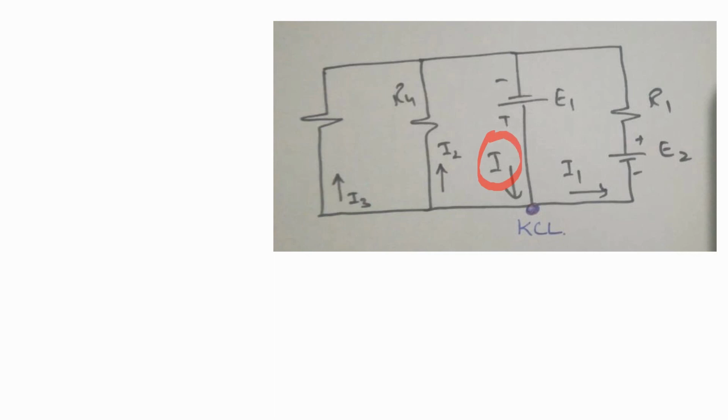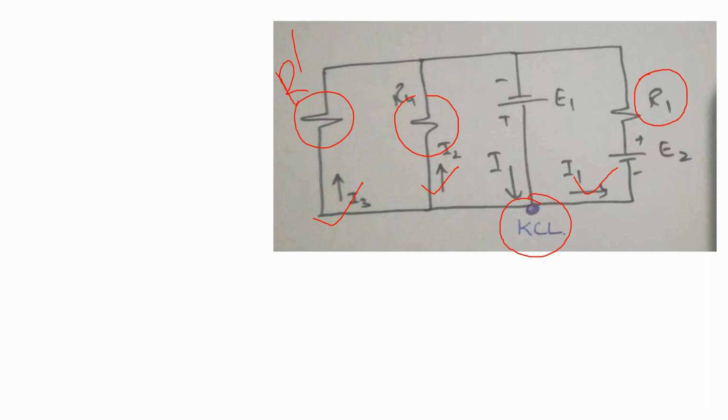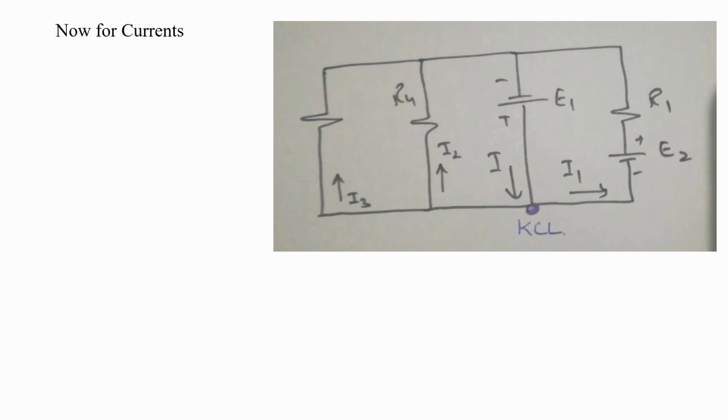In order to find the value of I, you need the value of I3, you need the value of I2, and you need the value of I1. We have the voltages across each resistor: voltage across R1, voltage across R4, and voltage across R prime. When you have the voltages and the values of the resistors, you can find the values of I3, I2, and I1. When you have these three values, you can apply KCL at that point and you will find the value of I. First we have to find the values of I1, I2 and I3.